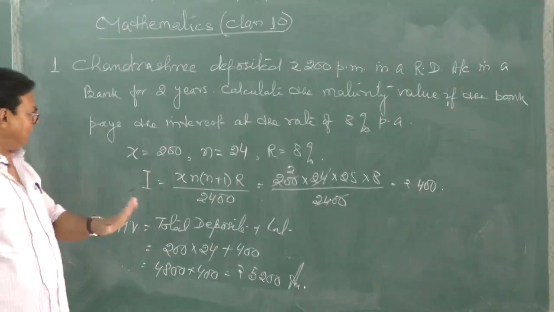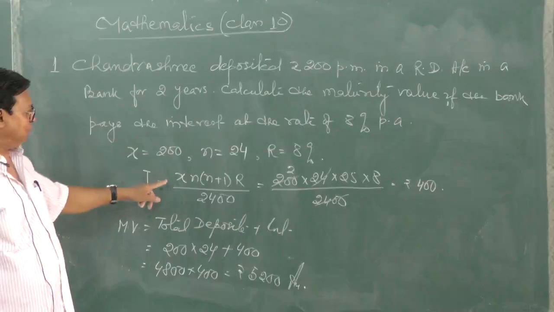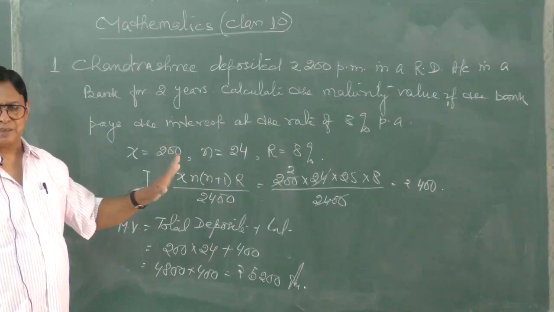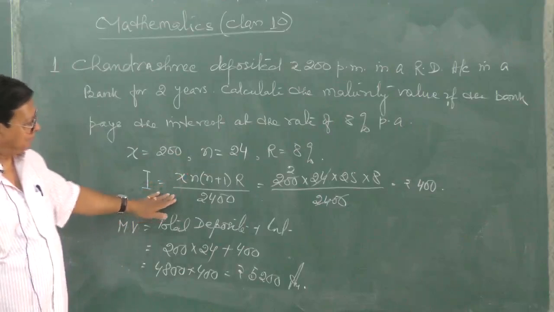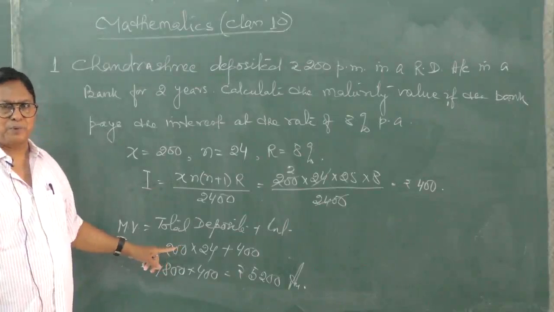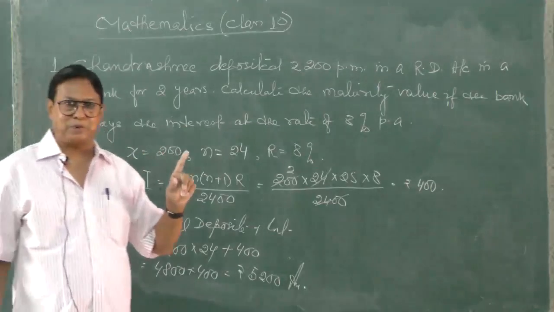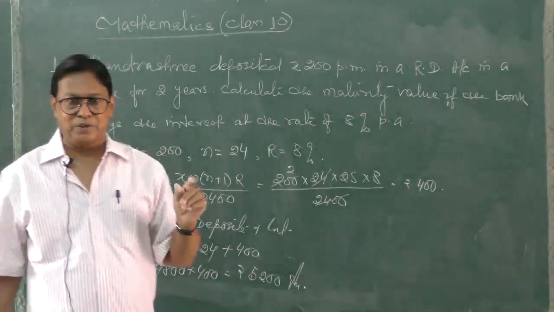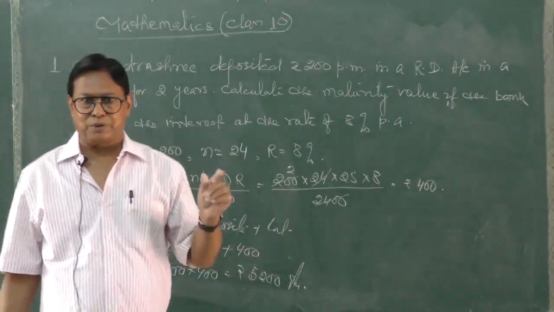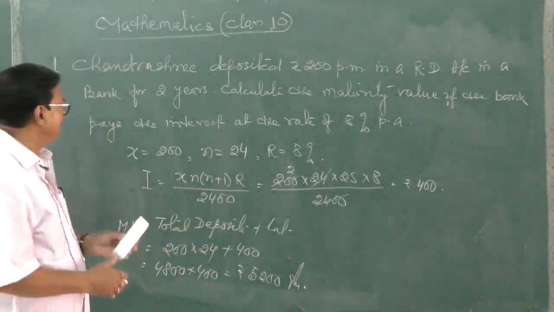I repeat the sum once again. Interest calculation. I would suggest you to do the formula as this, so that you don't do many calculations at any stage. Here it is, calculated the interest. Be careful with the maturity value. The total deposit is not this, okay? I wrote X into N plus 1 by 2. It is only for calculation of interest, not the total deposit. Total deposit is the amount deposited into number of months. So that's it, and plus interest. So this is one.